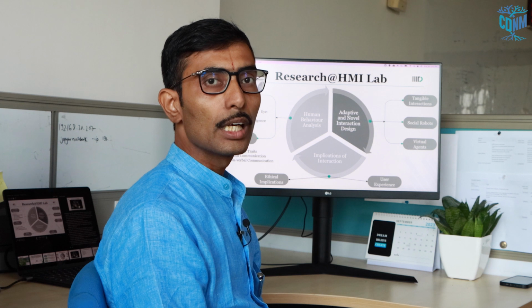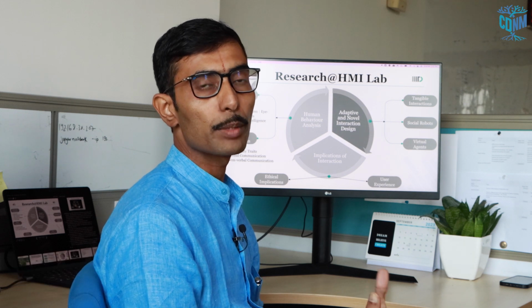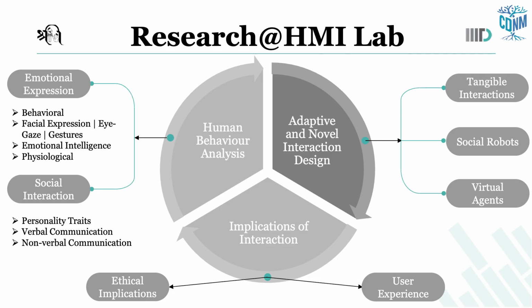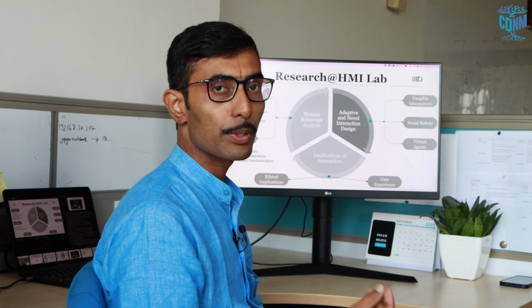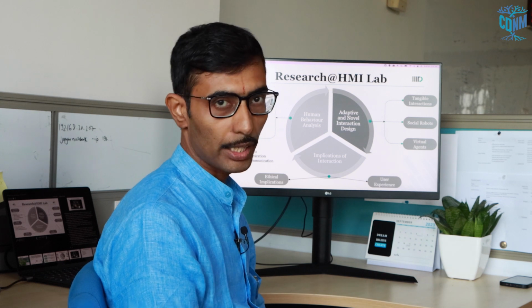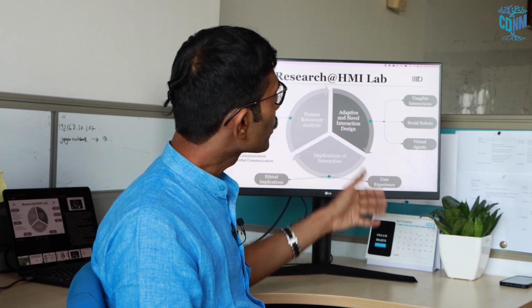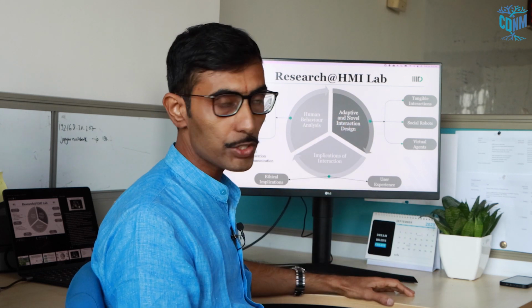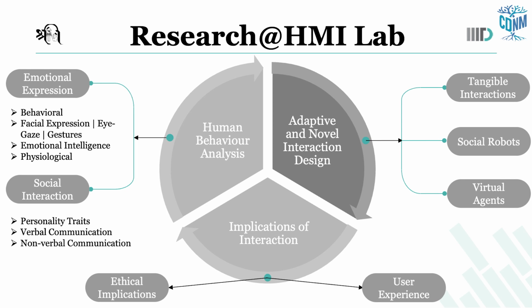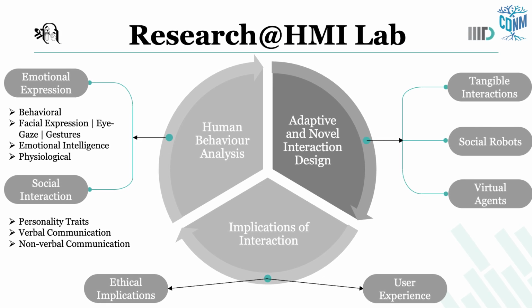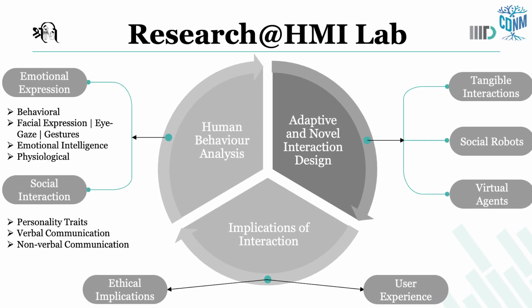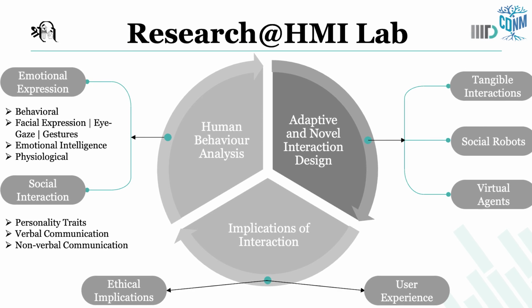At IIIT Delhi, I head the Human-Machine Interaction Lab. The broader aim of our research at HMI is to create adaptive and emotionally intelligent machines. We first try to understand human behavior. We try to understand how humans express their emotions, how they interact in social settings. Using these insights, we try to create adaptive and novel interactions that we deploy in virtual agents, which could be embodied virtual agents, in social robots, in tangible interactions, or for example, haptic interfaces.